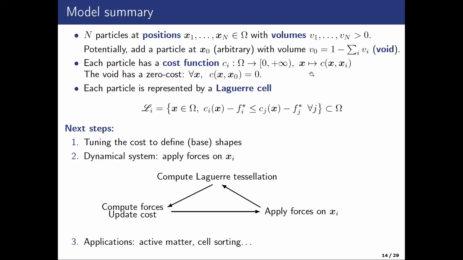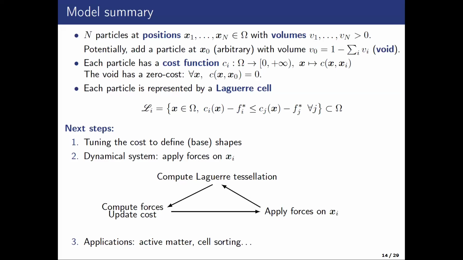That's an arbitrary function, but for the void, you always take 0, which means in terms of transport that if you want to move a point of space to the void anywhere, it doesn't cost anything. Okay, and then each particle is represented by this Laguerre cell. So the next step is to understand, the cost now is a bit arbitrary, so if we change the cost, what does it change? If I take the L2 cost, it's natural, but what about other costs? And then the question of how to turn that into a dynamical system.